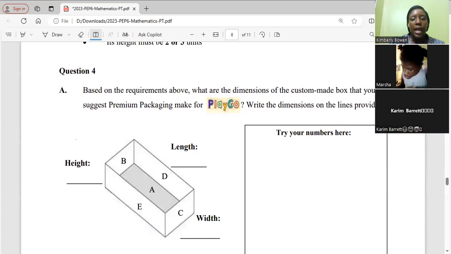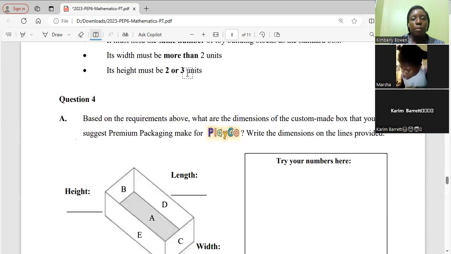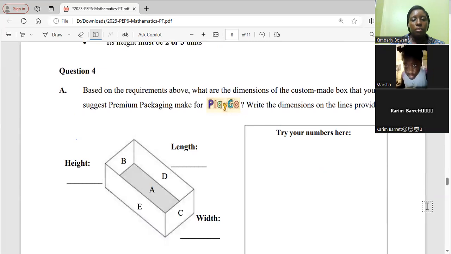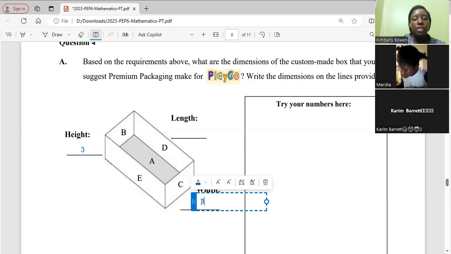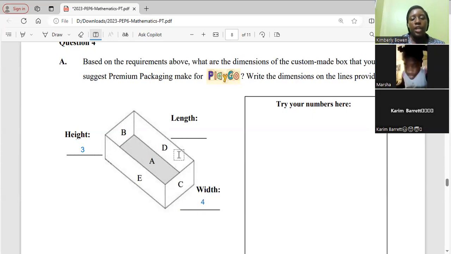And the height must be 2 or more units. Matter of fact, see some there, click on it. All right, so let's look at the height. It says 2 or 3. Let's try 3. And the width must be more than 2, right? I'm going to try 4. That's more than 2. And now I know that I need to get 60 for the volume, right?